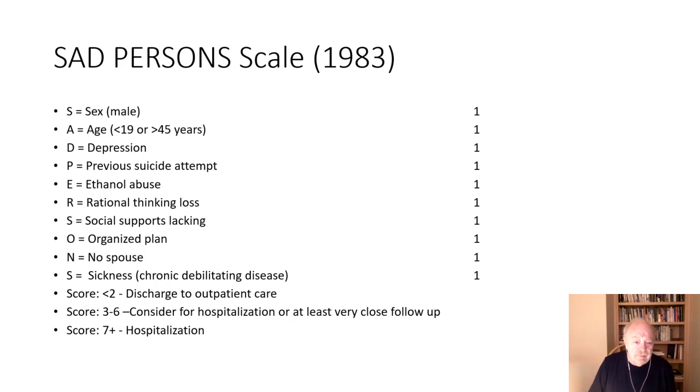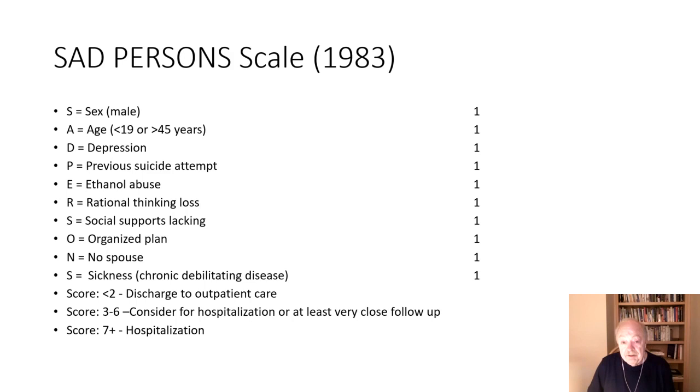Or the second one is an A, age under 19 or over 45. Well, this is not correct. If we're talking about completed suicide, then over 45 is correct, but under 19 is not correct at all. If we're talking about just suicidal behavior in general, then maybe under 19 would count. You know, a lot of teen attempts and gestures under 19 age group.